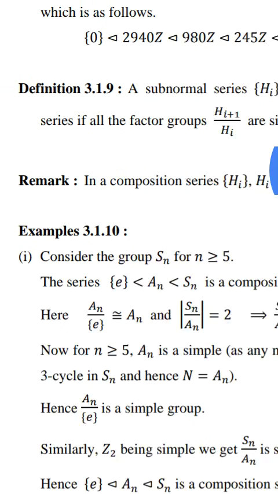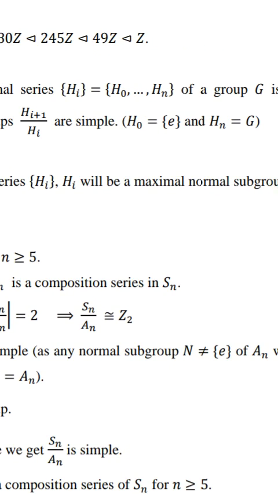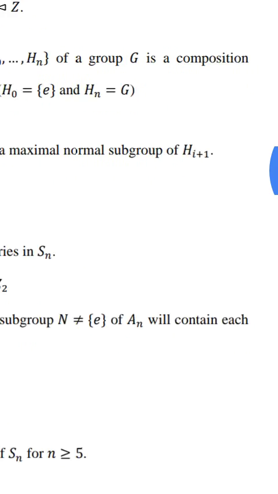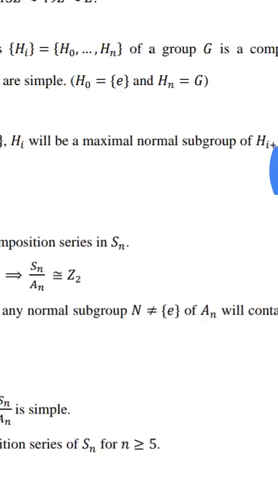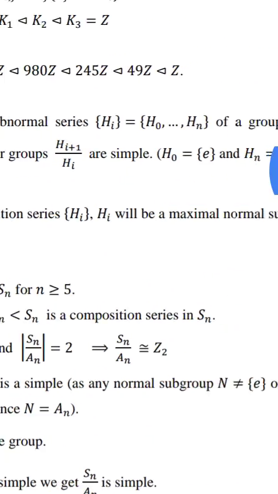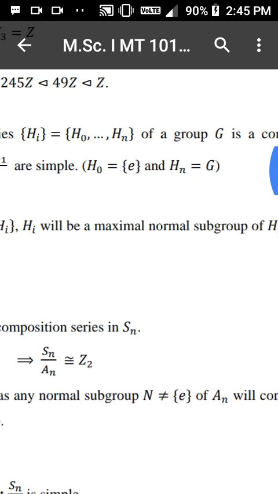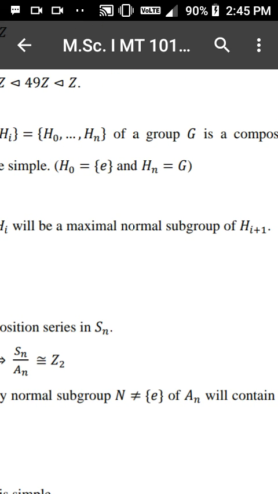Next, definition: a subnormal series Hi = H0, H1, H2, ..., Hn of a group G is a composition series if all the factor groups Hi+1/Hi are simple, H0 is equal to {e} and Hn is equal to G.